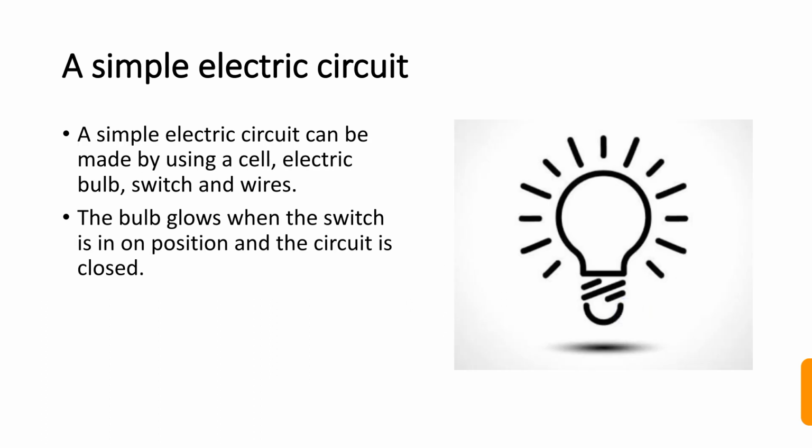Now, a simple electric circuit. A simple electric circuit can be made by using an electric cell, electric bulb, switch and wires. Means a simple electric circuit is made up of these. I will show the pictures of these next. The bulb glows when the switch is in the on position and the circuit is closed. When the circuit is closed and the switch is in the on position, the bulb will glow like this.